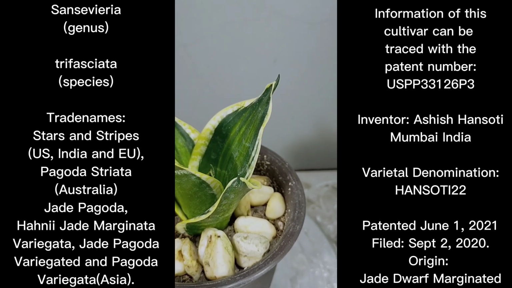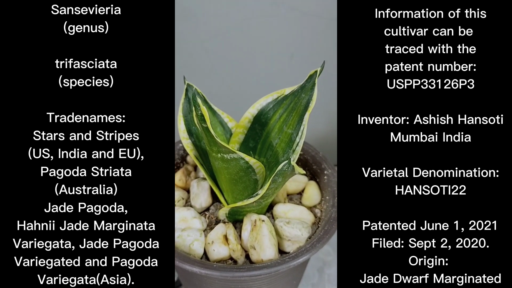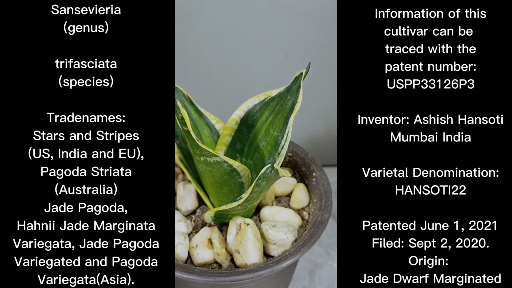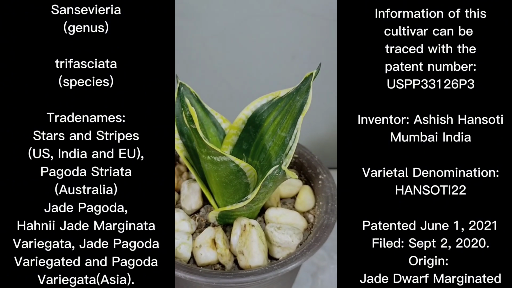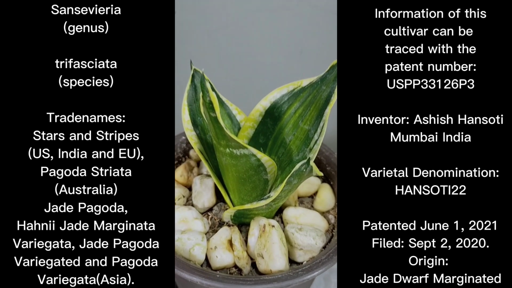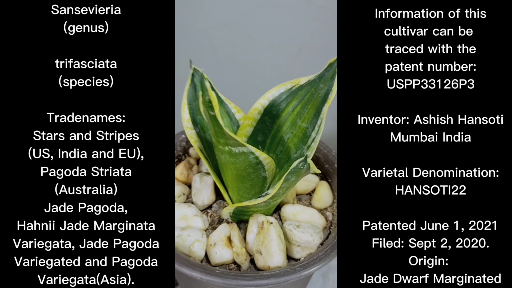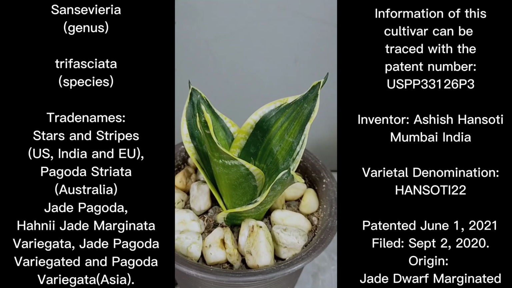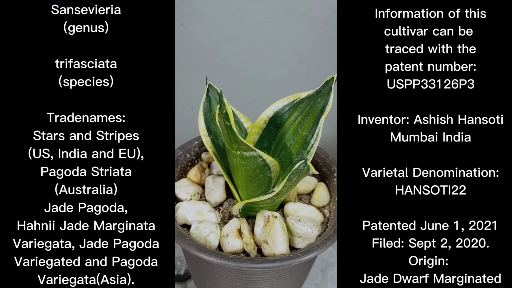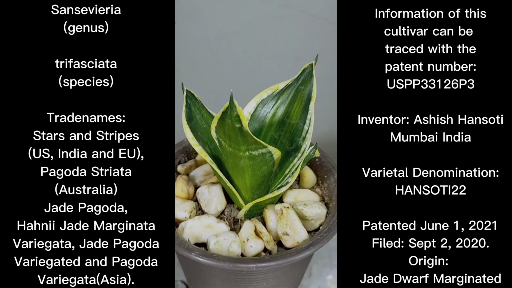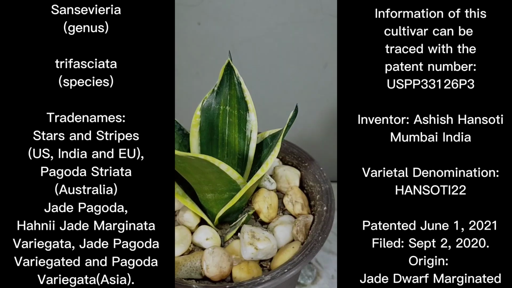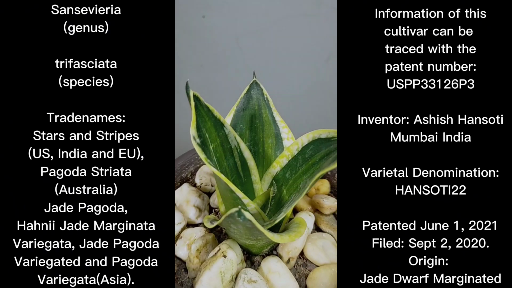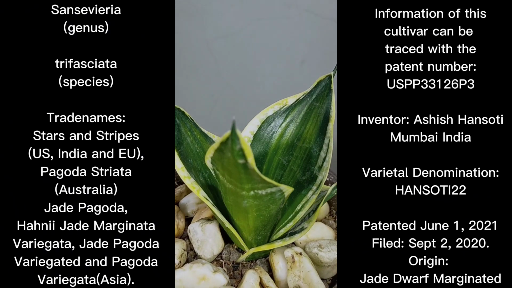In other countries, it is also known as Pagoda Striata, especially in Australia. In fact, I got mine as Pagoda Striata as well. So I am in a dilemma on what to put as an ID on the title of this particular feature for this trifasciata short leaf type.